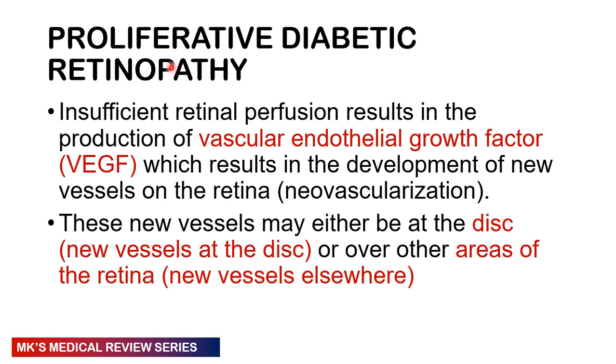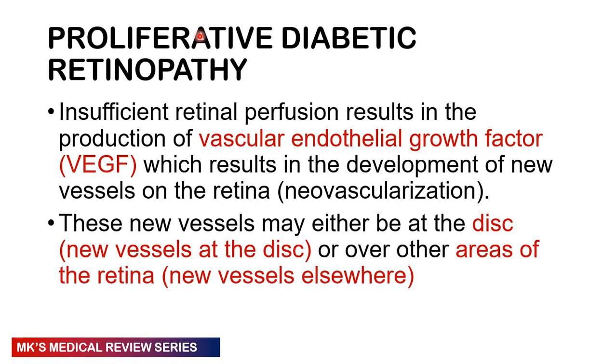Then you have the proliferative diabetic retinopathy here, where there is insufficient retinal perfusion. There's not enough oxygen getting there. Remember, when there's not enough oxygen getting there, the endothelium is going to be producing what is known as vascular endothelial-derived growth factor.